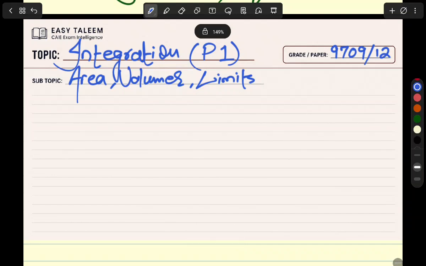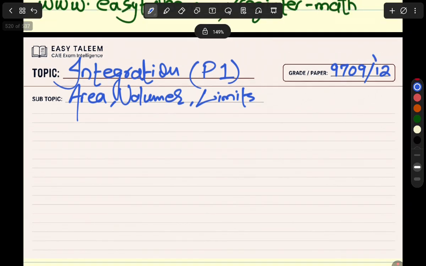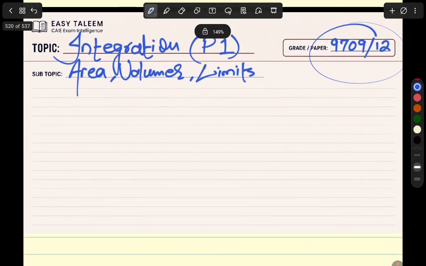Today is actually a special day. Not because we are studying integration, but because after today's lecture, you will have completed the entire 9709/12 Cambridge AS Pure Mathematics 1 syllabus. Think about how far we have come.